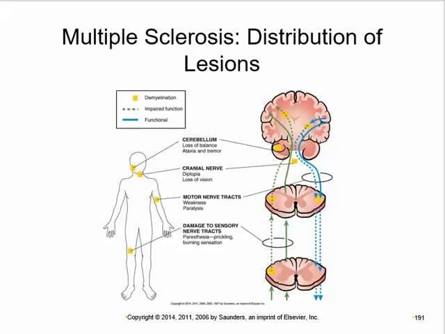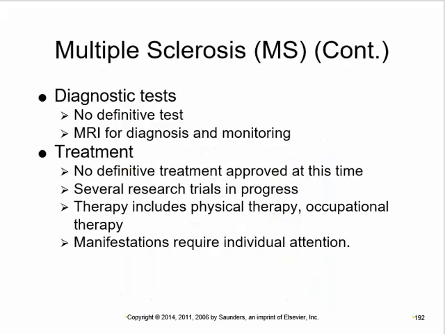So if it's in the cerebellum, there's ataxia and tremor and loss of balance. If it's in the motor nerves, you can have weakness, paralysis. If it's in the ascending tracts, the sensory tracts, paresthesia, that kind of thing. It's difficult to diagnose because there's really no definitive test because it's individual. Everybody with MS is different.